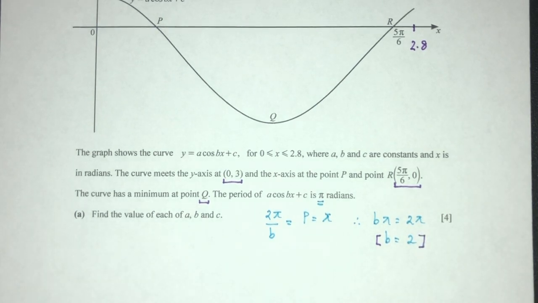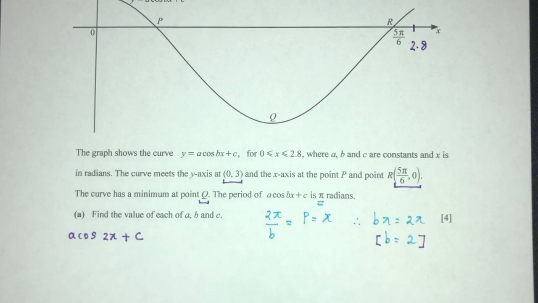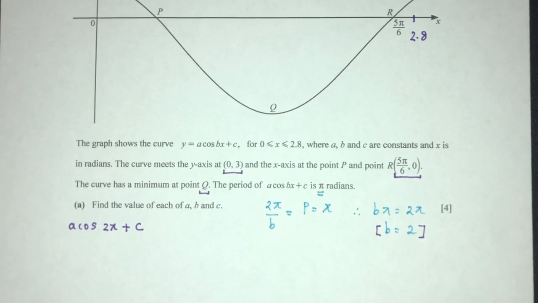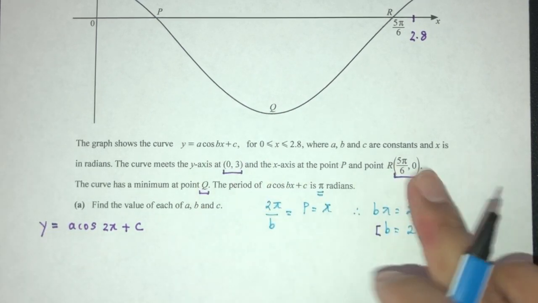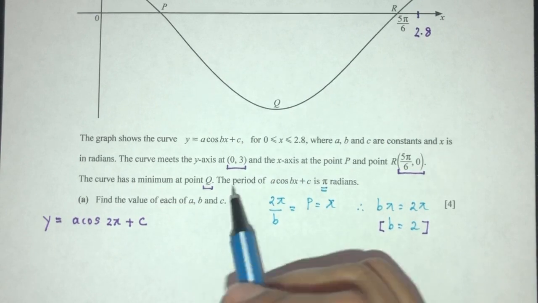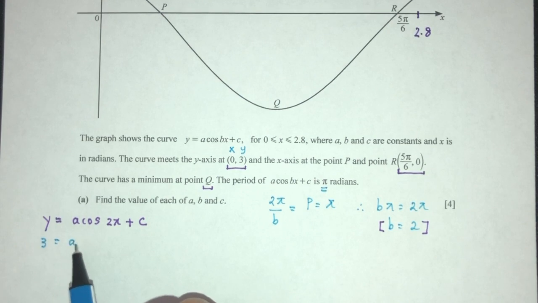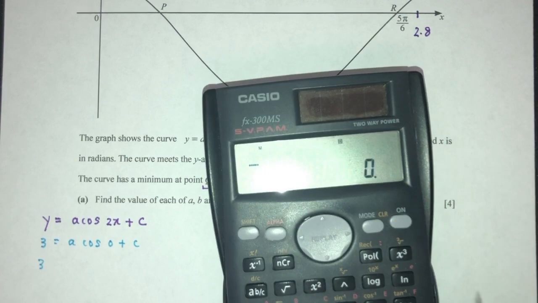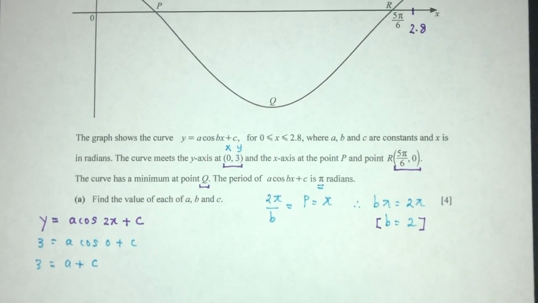Okay, now moving on, we have y equals a cos 2x plus c as my new equation, because we know the value of b now. Now we can use these two passing points to find the value of a and c. So for the first one, that will be the value of x and y. Replace, y will be 3 when x is 0. So what is cos of 0? Cos of 0 will be 1 actually. That will be 3 equals a plus c. This is my first equation.